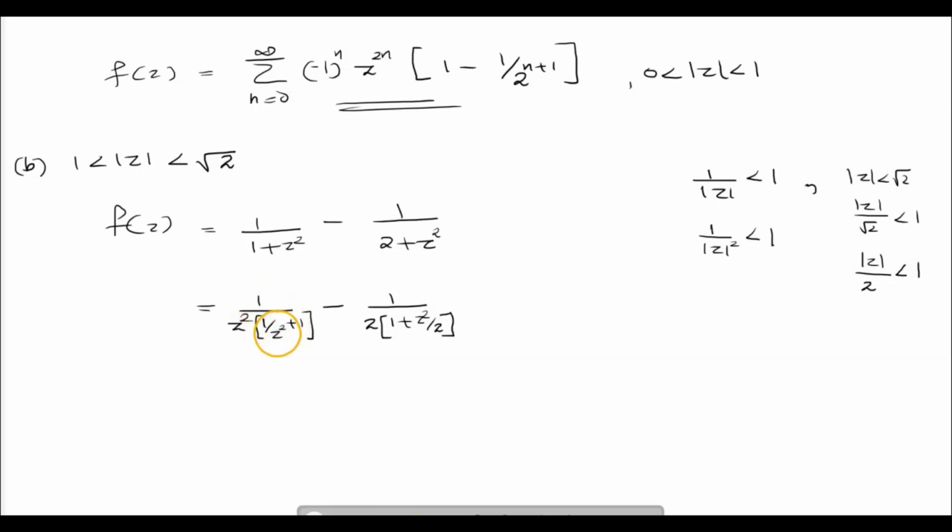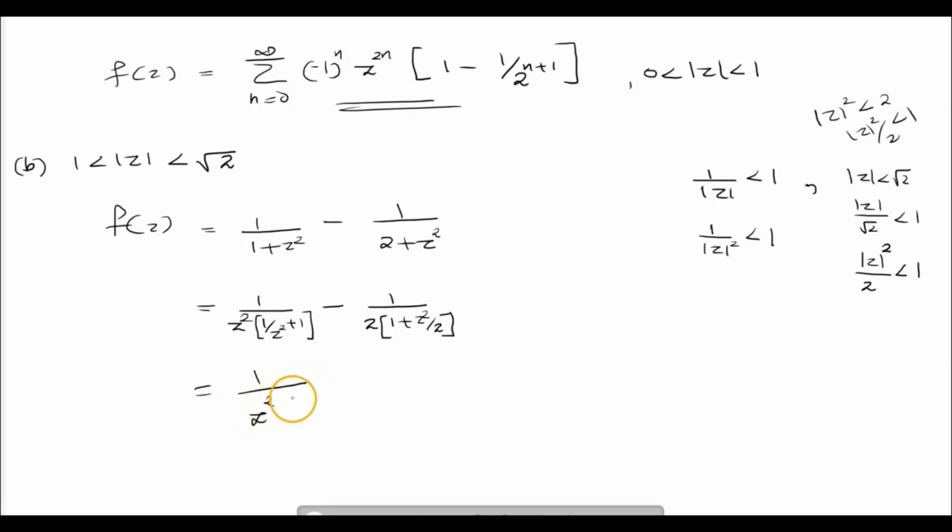So this is 1 by 1 plus 1 by z square. We can use geometric series since 1 by mod z square is less than 1. And this is 1 by 1 plus z square by 2. Also we can use geometric series expansion since mod z square by 2 is less than 1. Mod z is less than root 2 means mod z square is less than 2, that is mod z square by 2 is less than 1. So we can also use series expansion.